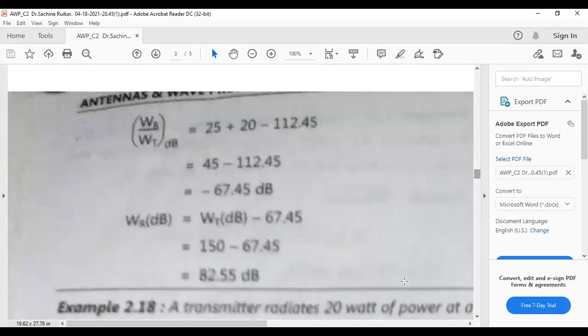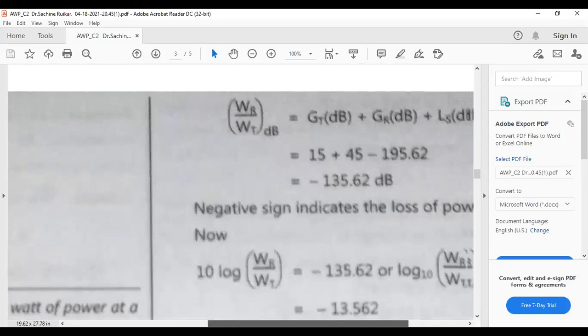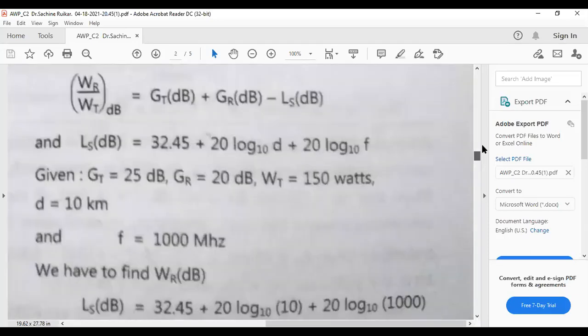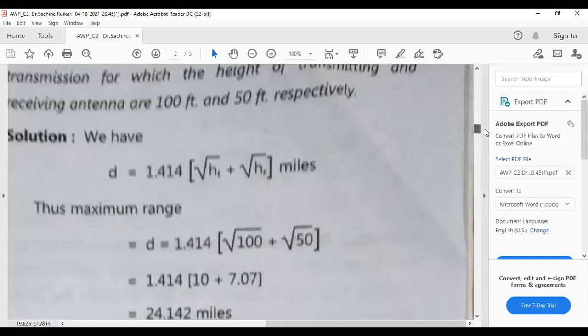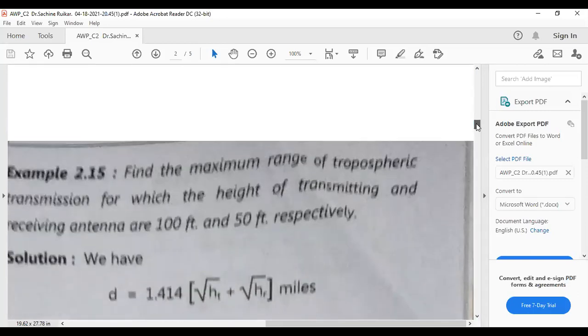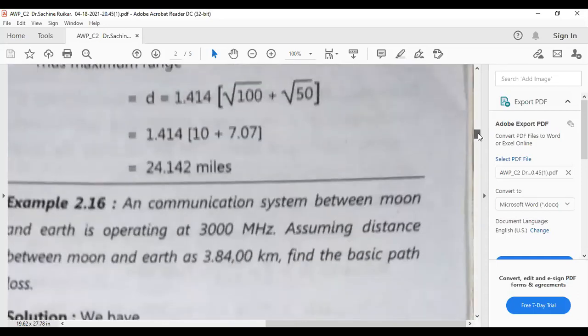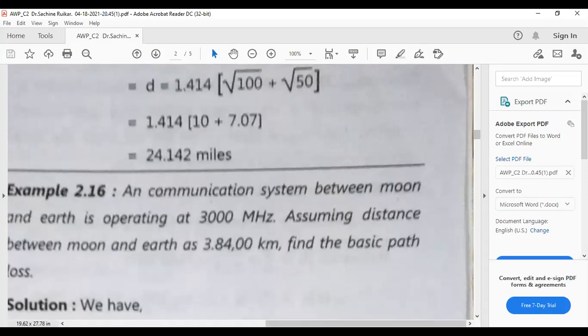So now go for the next numerical number. Here 2.14 we have done. 2.15 is similar to that. We will go for 2.16.